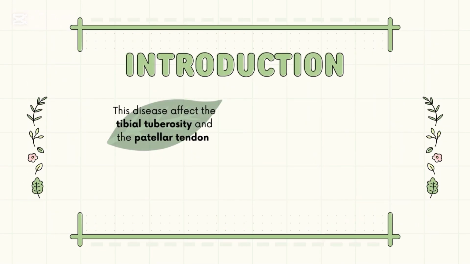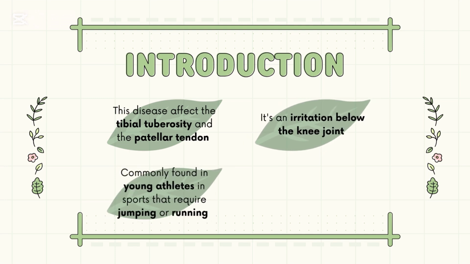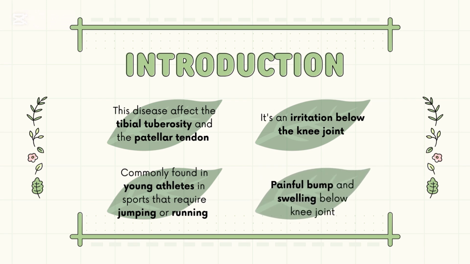This disease affects the tibial tuberosity and the patellar tendon. It's an irritation below the knee joint. It's commonly found in young athletes in sports that require jumping or running. People with this disease will have a painful bump and swelling below the knee joint.